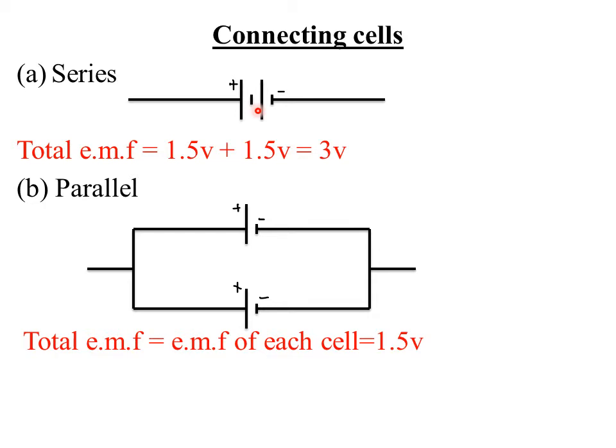So if the EMF of a cell is 1.5, then for the total EMF, for example if we have three cells, or in my case here I have two cells, if you have two cells connected in series, the total EMF will be the sum of the EMFs of each cell. So if one cell has an EMF of 1.5, and the other cell also has an EMF of 1.5, then the total EMF of the circuit will be 3 volts. That is, the EMFs are added.